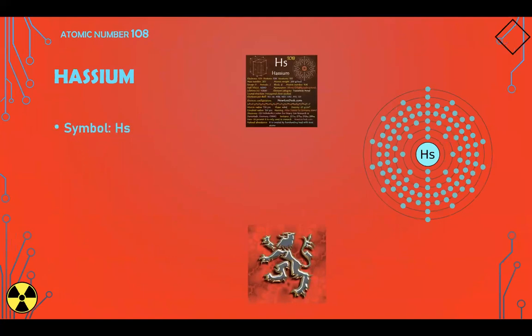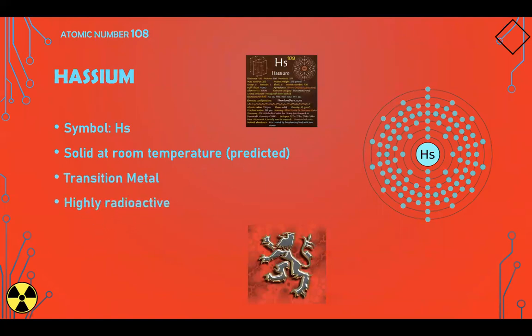Hassium, its symbol is Hs. It is a solid at room temperature. It's a transition metal. It's highly radioactive. Hassium is synthetic. It is named after Hesse, which is located in Germany, where it was synthesized, probably. Hassium currently has no uses.